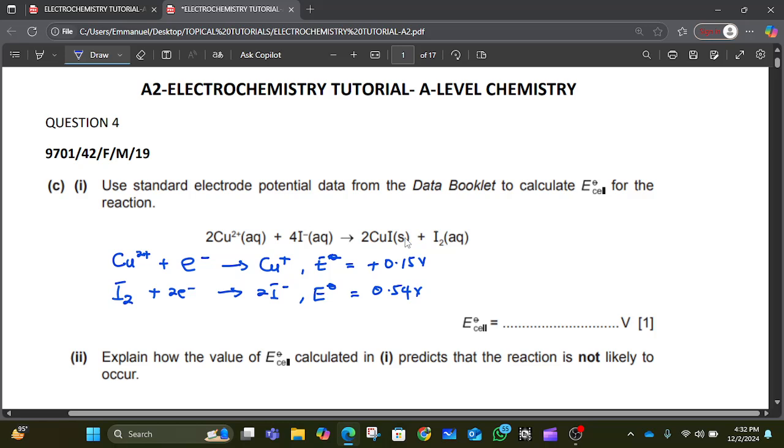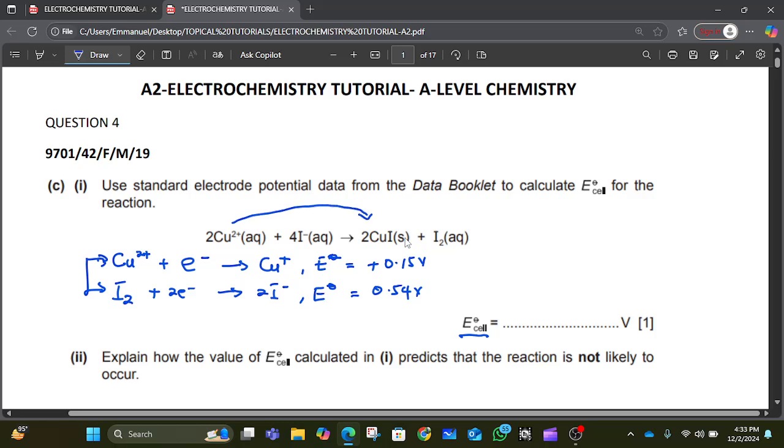So you can see from Cu2+ to Cu+, and also from I2, which has an oxidation number of 0, to I-, with the oxidation state of -1. The electrode potential value for the Cu2+ to Cu+ equation is 0.15 volts. That of the I2 to I- equation is 0.54 volts. The E naught of cell is gotten by adding the two half cells to form a complete cell. So the equation for the complete cell is given on top over here.